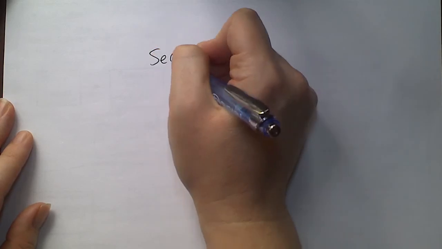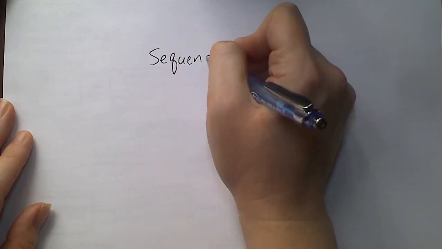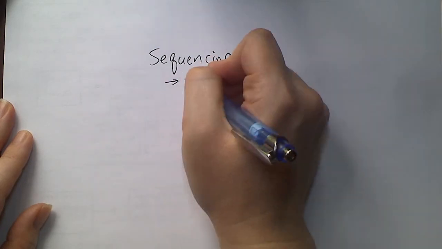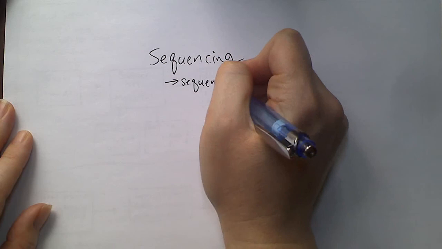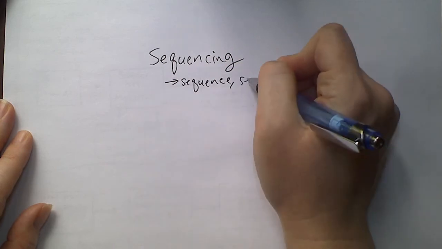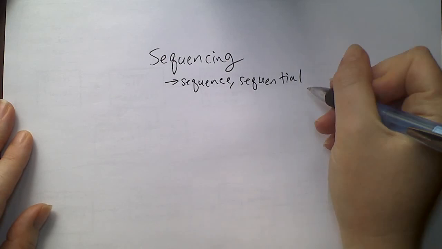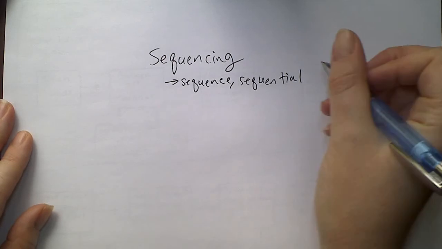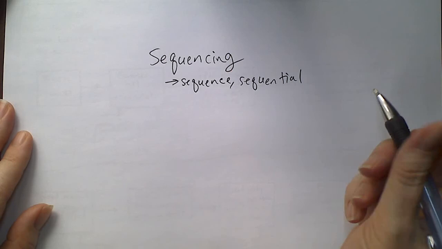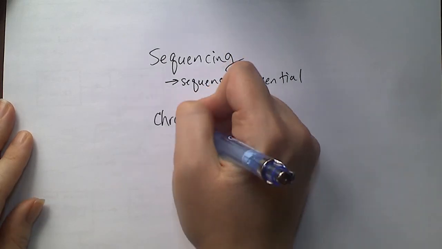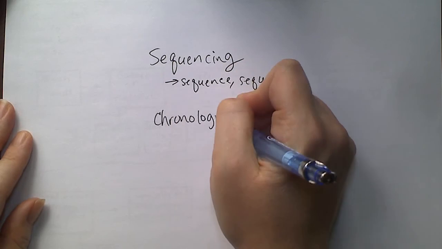Okay, so again, when we're talking about sequencing, just to point out some other forms of that word, we're talking about sequence or sequential, like the sequential order is the same thing as the sequence of something or the sequencing. So when we're talking about sequence, we're talking about chronological order.